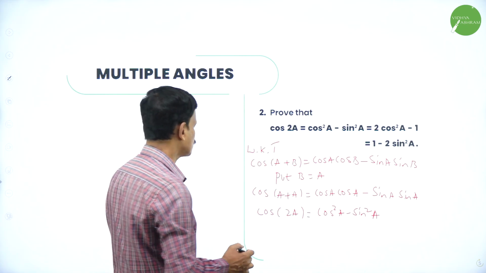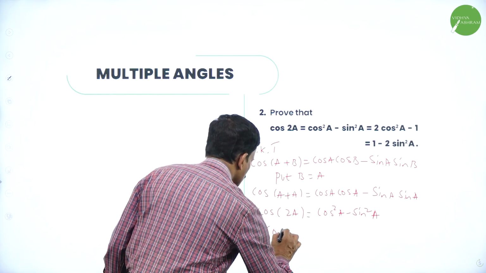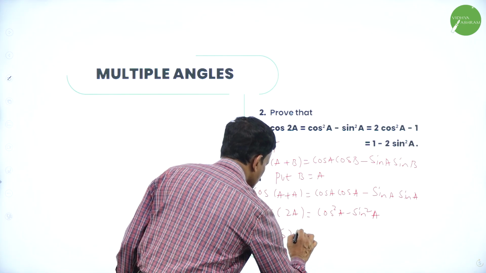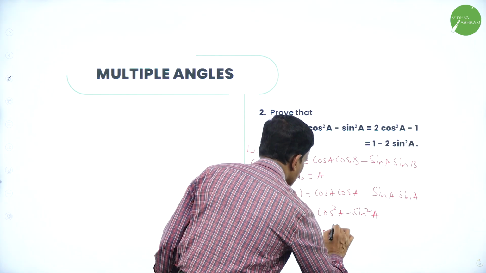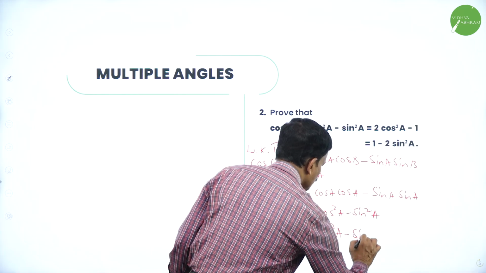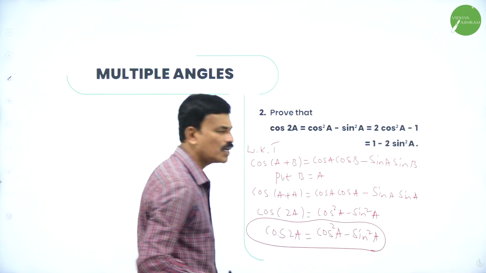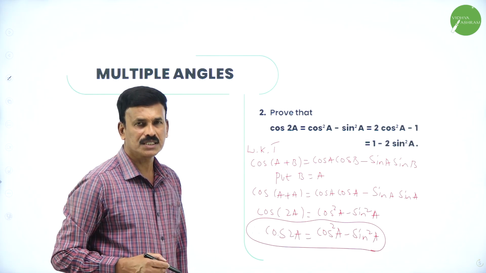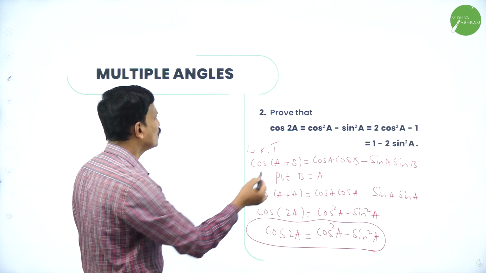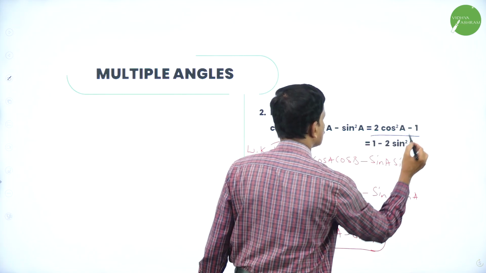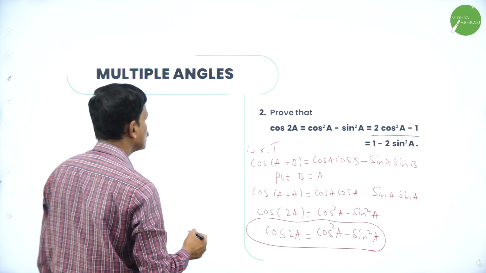So the first answer is cos 2A is equal to cos square A minus sin square A. This is the first formula. Cos 2A is equal to cos square A minus sin square A. Now move on to the second one. What is the second one? Cos 2A is also equal to 2 cos square A minus 1.